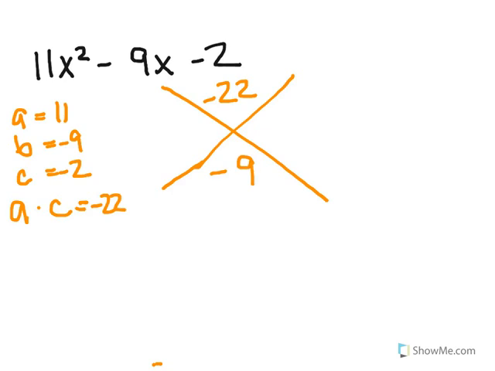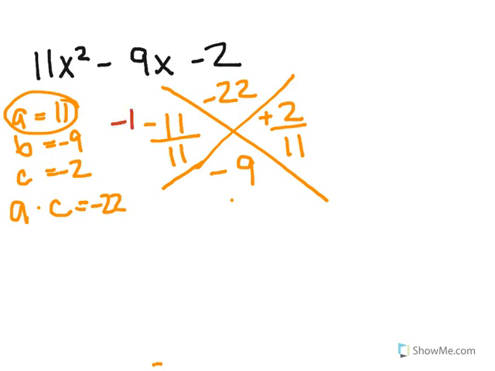Well, 22, not too many ways to get that. We're going to do 11 times 2. Which one needs to be positive and which one needs to be negative? This one needs to be negative because my B is negative, so I need more negatives than positives. Now, again, I'm going to take the value of A and divide it. Can I reduce 2 over 11? No. But I can reduce negative 11 over 11. That's negative 1 over 1.